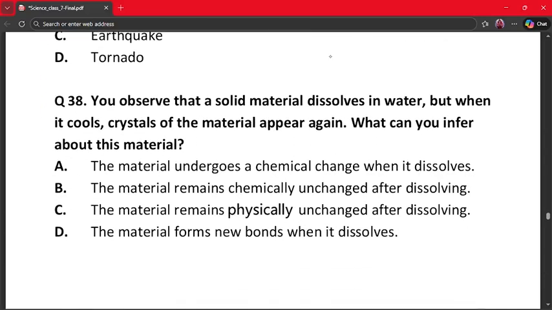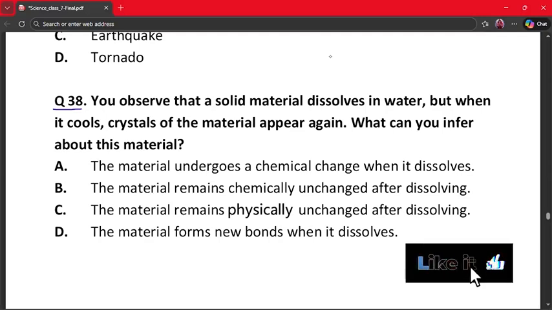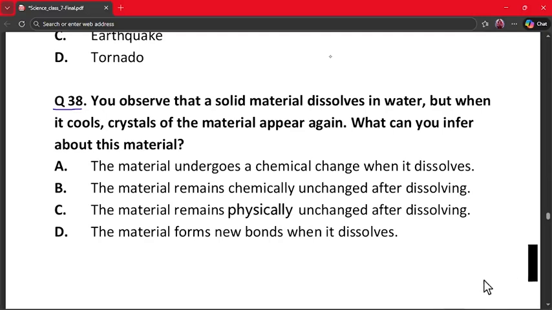The next question is question number 38. You observe that a solid material dissolves in water, but when it cools, crystals of the material appear again. What can you infer about this material? A. The material undergoes a chemical change when it dissolves. B. The material remains chemically unchanged after dissolving. C. The material remains physically unchanged after dissolving. D. The material forms new bonds when it dissolves. The correct answer is option B, because the substance dissolves on heating and crystals reappear on cooling. So no new substance is formed. So this is a physical and reversible change. Hence option B is the correct answer.